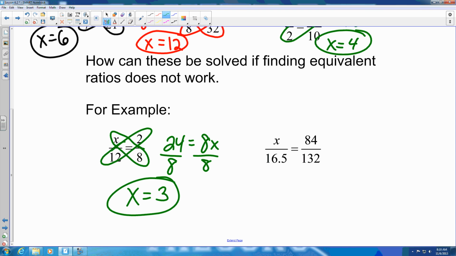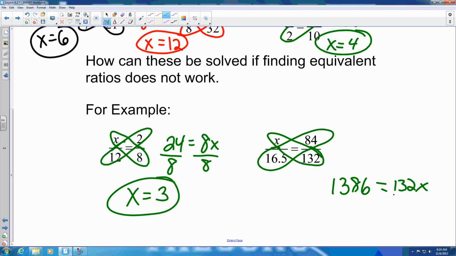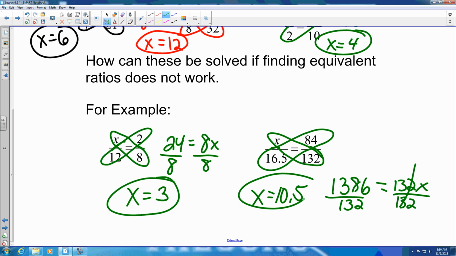Last example on this page, I got 84 times 16.5, which gives me 1386. And it equals 132x, which comes from here. Now I get to divide both the top and the bottom, or just the bottom, I'm sorry, by 132. Cancels this. Divide 1386 by 132, which gives me x equals 10.5.